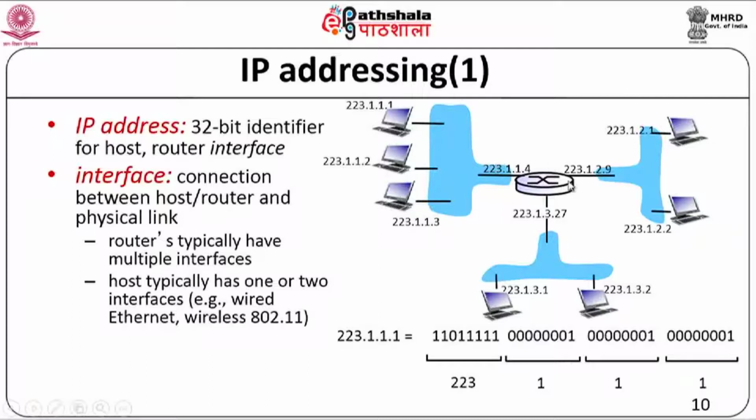This router is also connected to this network. So on this interface it has an address of 223.1.1.4. On this network, you can see that this is a different network. This network has an address of 223.1.2. So all nodes on this network have a network component of 223.1.2, but they can have different node addresses, 1, 9, 2 and so on. And this router is connected to this network also. So you can see that the router will have multiple interfaces, and on each interface it has a different network ID, because the networks that it is connected to are different. So this will have 223.1.3.27, this is 223.1.2.9. Because this is a 2 network, this is a 3 network and so on.